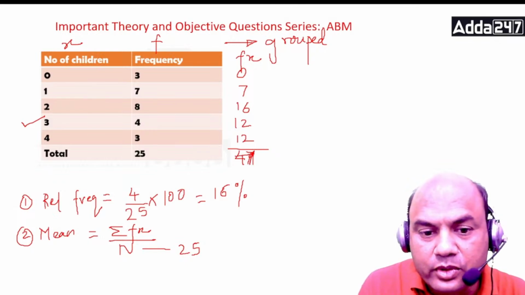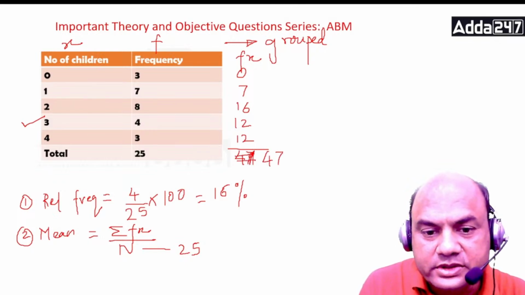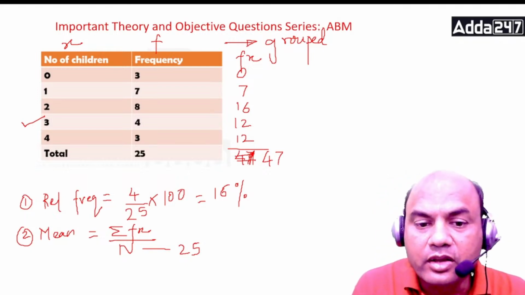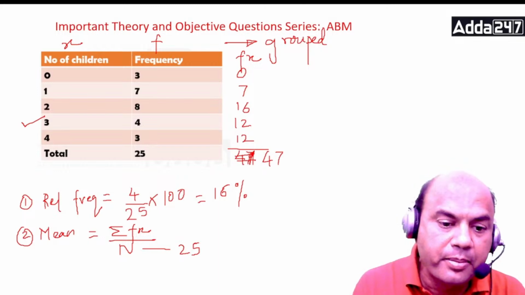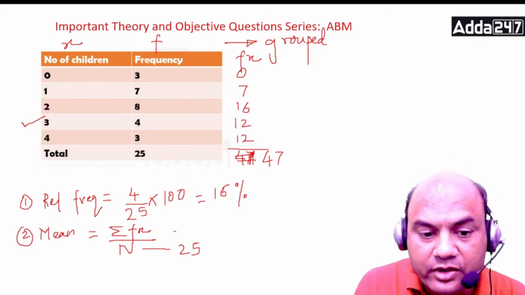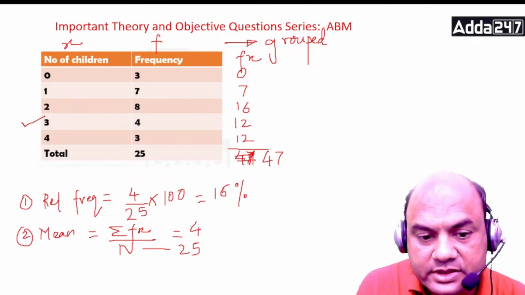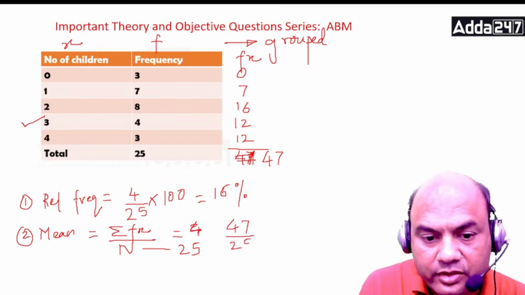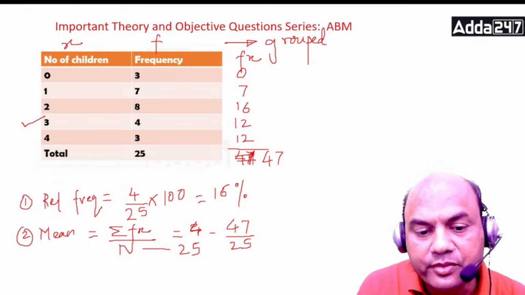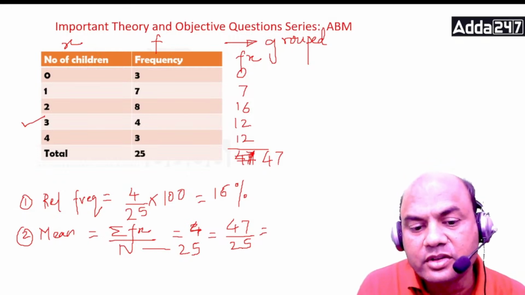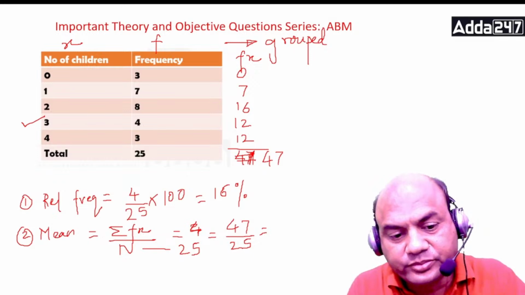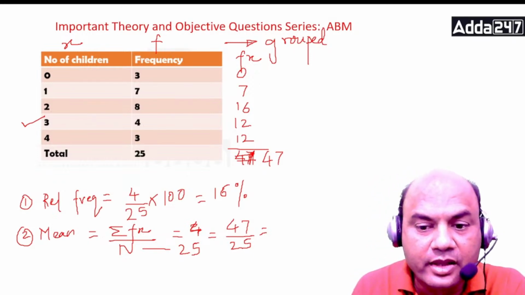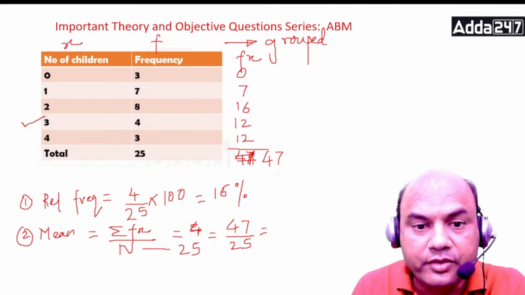Always in the exam, do it with the calculator. Don't do it yourself. So what is summation fx then? It equals 47. I'll write it over here: 47 upon 25. So what is the answer then? Divide this, 47 upon 25. Do it using the calculator, everyone. Try it yourself. Let me also do it.